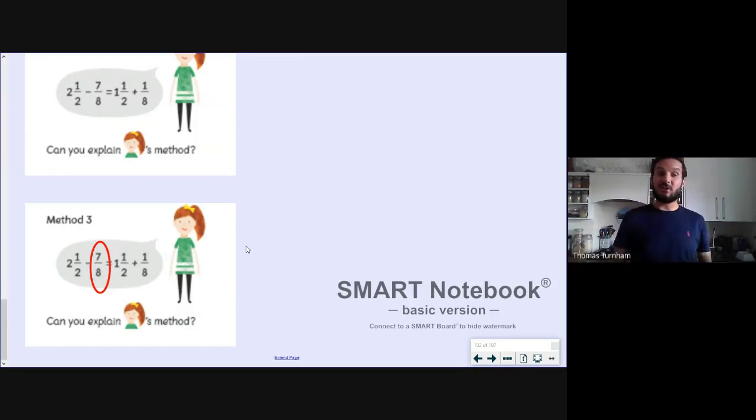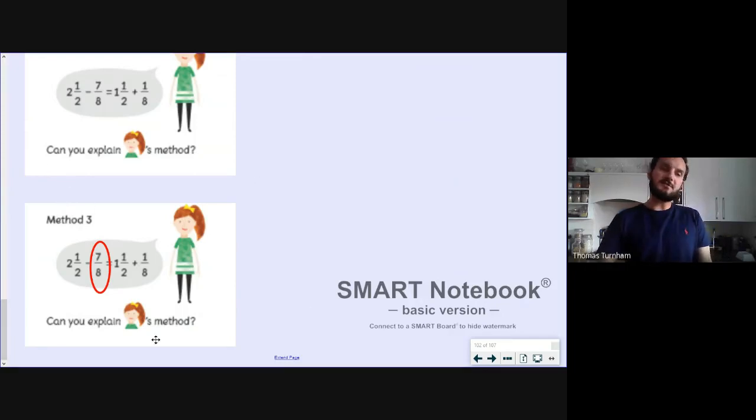It's a little bit like change, isn't it? I was supposed to take away 7/8, but instead I took away 1 whole. That means I've got to give back change. The change is 1/8 because I've taken too much away.